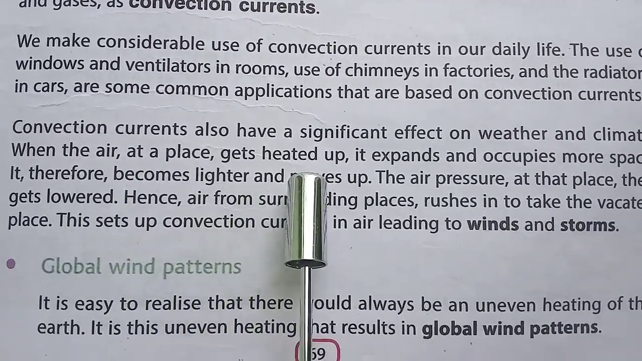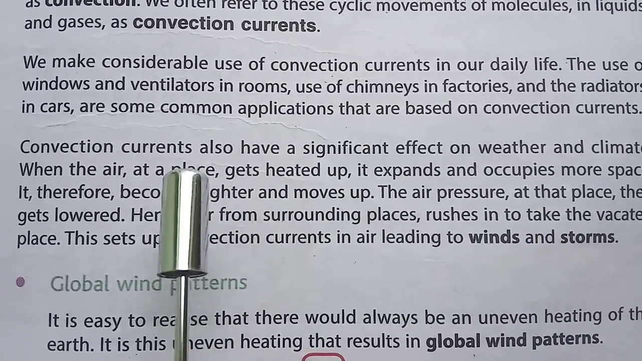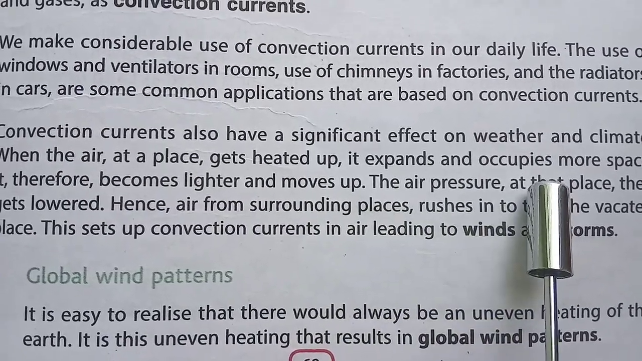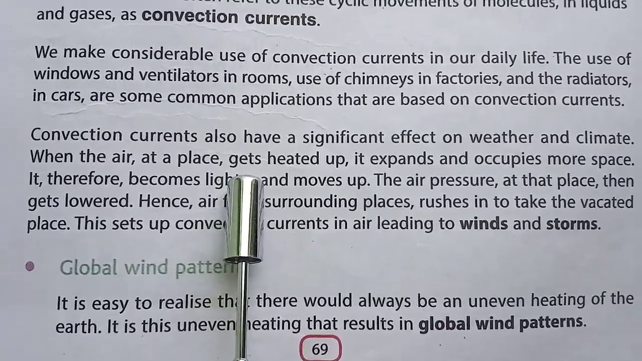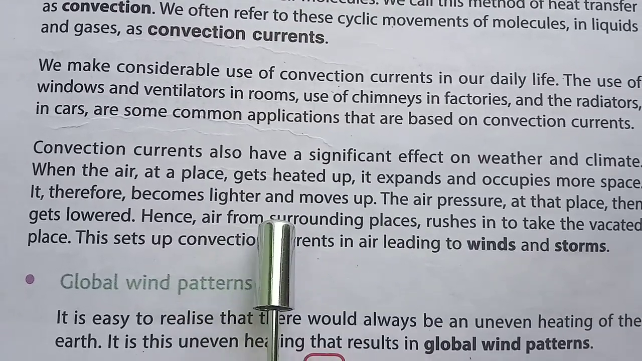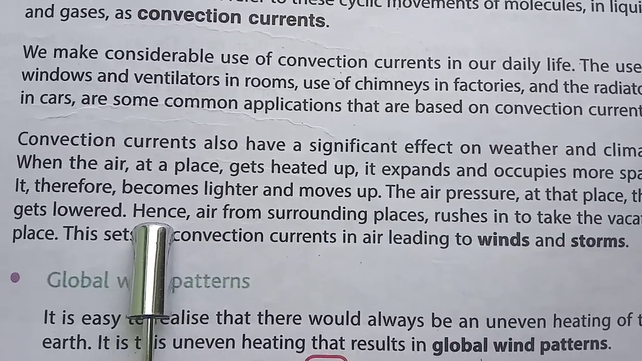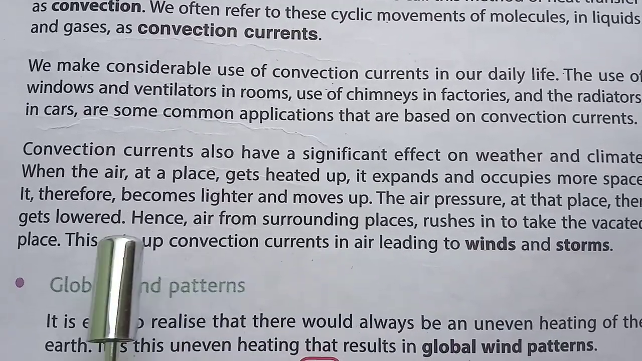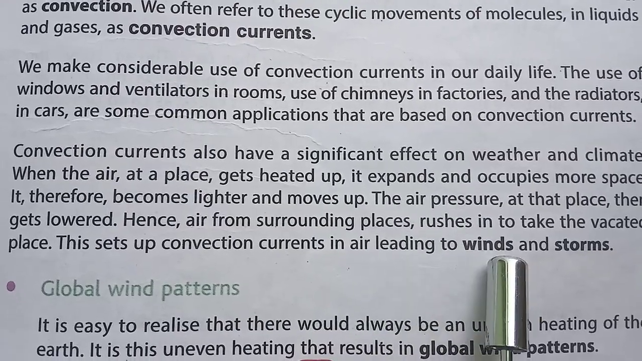Convection currents also have a significant effect on weather and climate. When the air at a place gets heated up, it expands and occupies more space. It therefore becomes lighter and moves above. The air pressure at that place then gets lowered, and hence air from surrounding places rushes in to take the vacated place. This sets up convection currents in air, leading to winds and storms.